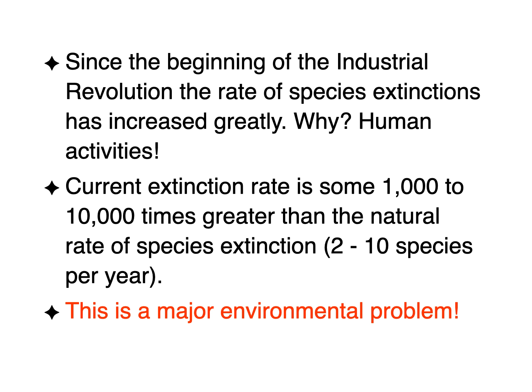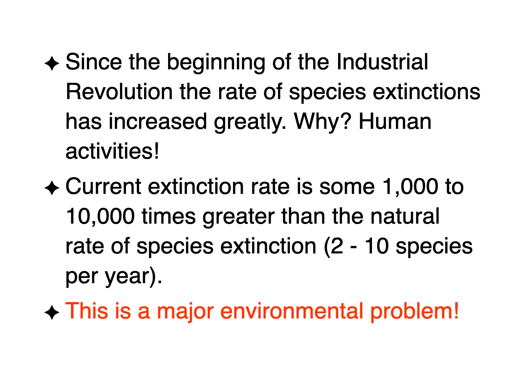The rate of extinctions has increased greatly as we either hunt or kill off these species due to our activities, or directly or indirectly because we're destroying their habitats. The current extinction rate is some 1,000 to 10,000 times greater than the natural rate of species extinction, which is approximately 2 to 10 species per year.